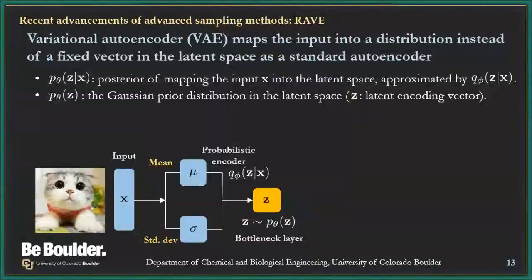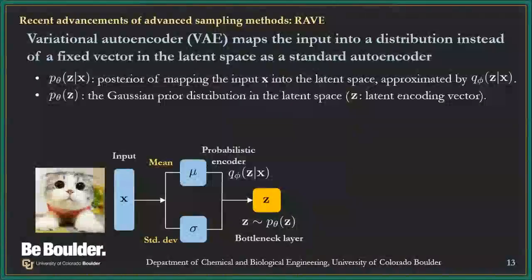So just now I've introduced the autoencoder. Right now, let's talk about the variational autoencoder, which is a variation of the autoencoder algorithm. A variational autoencoder is also composed of an encoder and a decoder, or what we call a probabilistic encoder and a probabilistic decoder. Unlike a standard autoencoder, which maps the input into a fixed vector of code in the latent space, a variational autoencoder, or VAE, maps the input into a distribution instead.